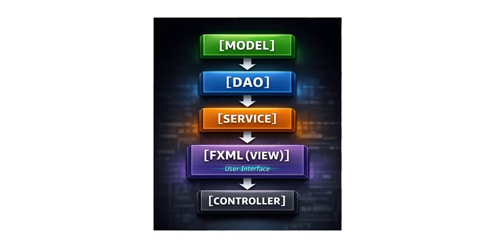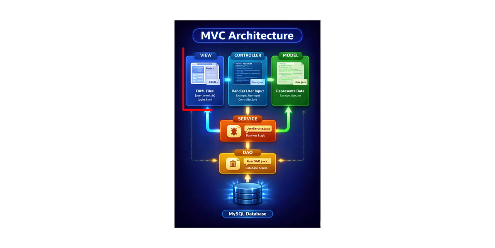To understand better, let's consider this simple example. We have the user fxml. The user enters data into the form. Once the user enters the data, the controller reads all the data from the form. After reading the data, it creates a user model. Once the user model is created, it is passed to the service. Then the service layer handles all the validations and business logic. After the service, the request goes to the data access object.